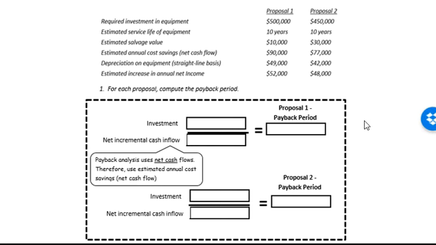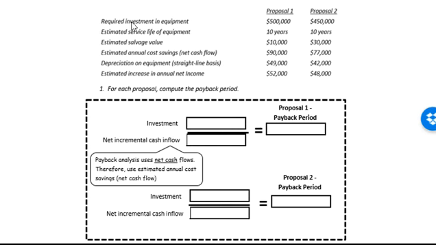Okay, now let's take a look at another computation. And again, this is going to be a computation where I deal with two separate proposals, and we're going to do an evaluation of each of these proposals on the payback method, then we will do it on the return on investment method, and then the present value method. So let's take a look at the proposal analysis for payback.